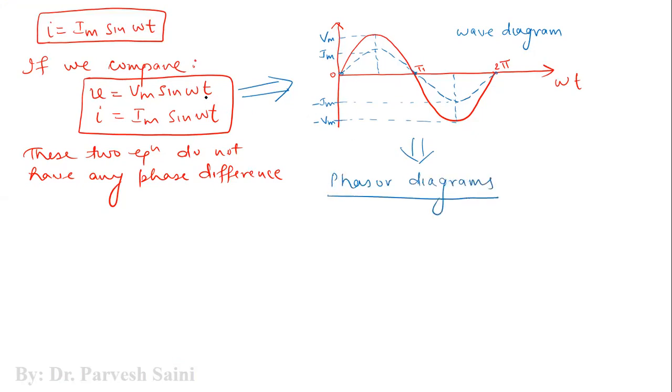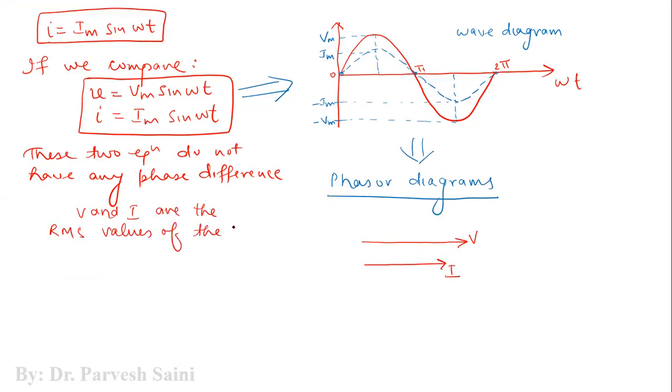The phasor diagrams of these two equations would look something like this: the voltage phasor V and the current phasor I. As you can see here, V and I are the RMS values of the alternating voltage and current. That is V and I.